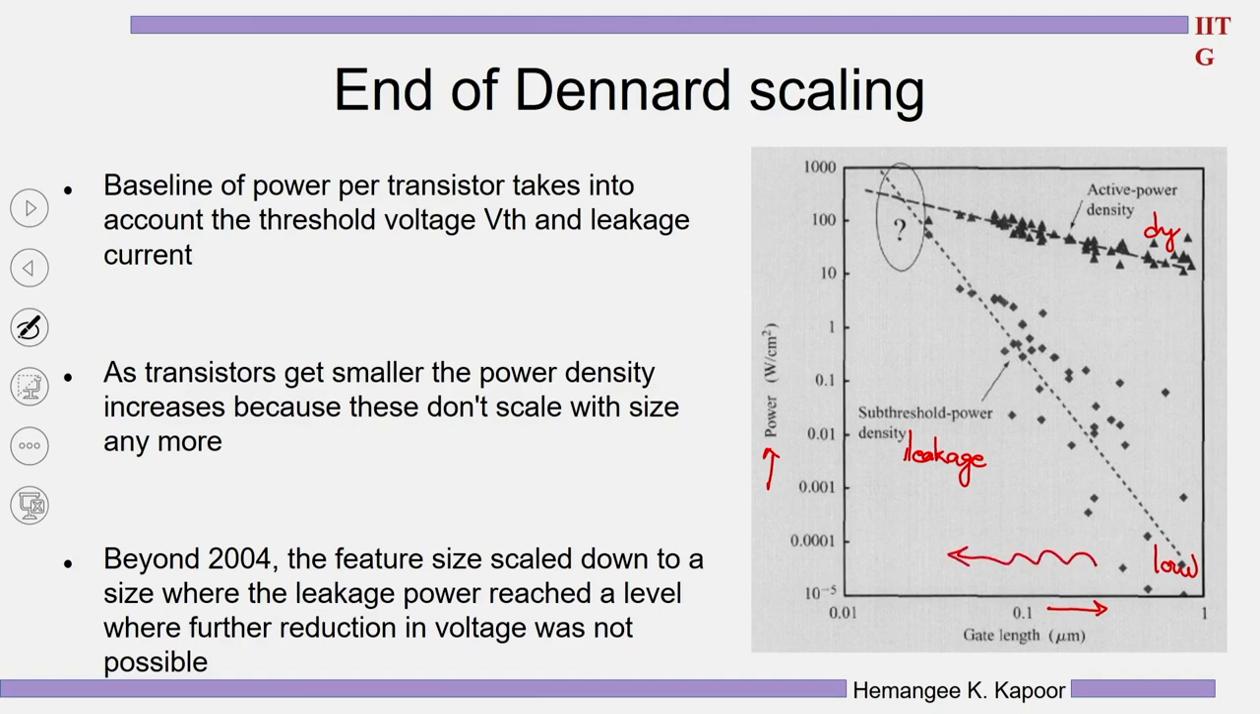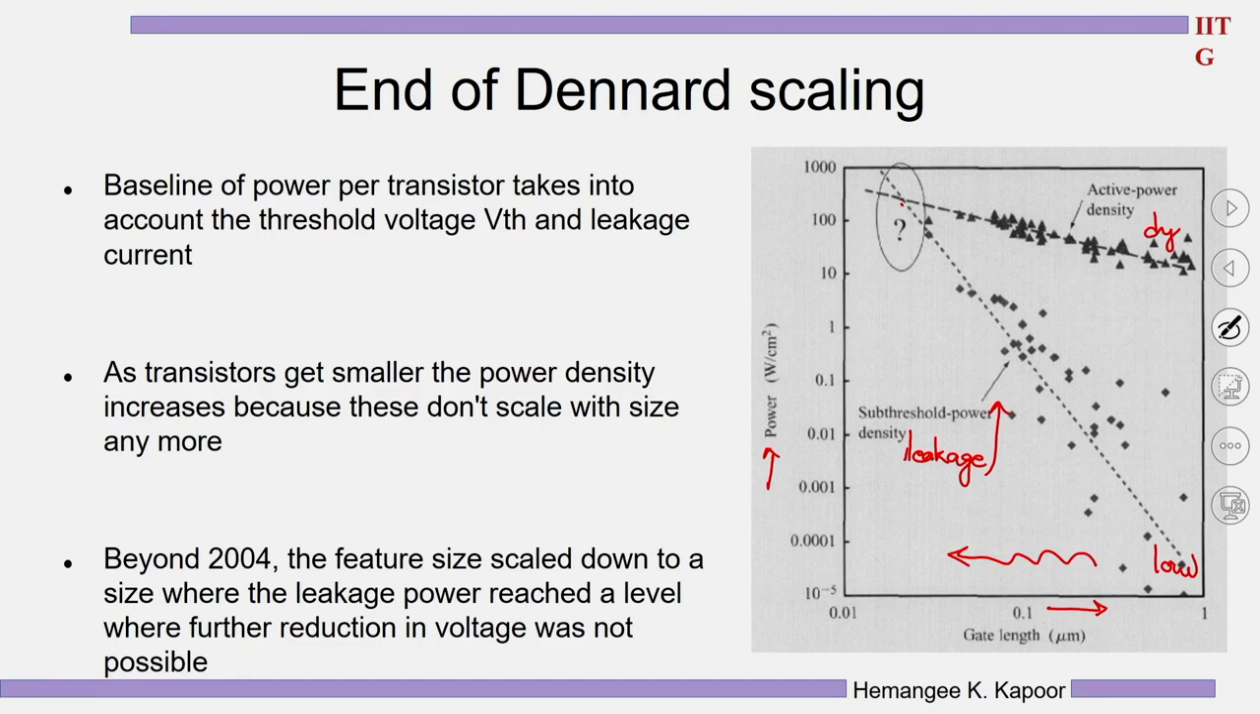As we move here, the gate length reduces, and because of this, the leakage current increases. So the leakage increases as we go from right to left. The active power is almost similar, or rather it is not changing drastically, but the leakage is increasing. And as we shrink devices further, you can see this point here where the leakage power has crossed the active power.